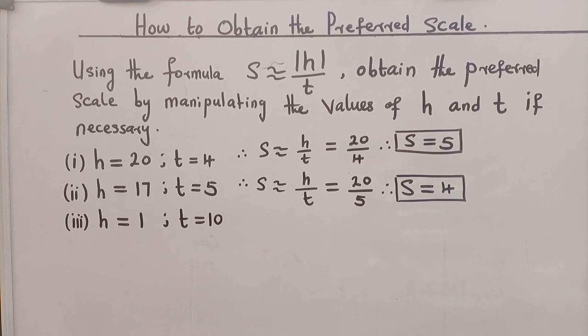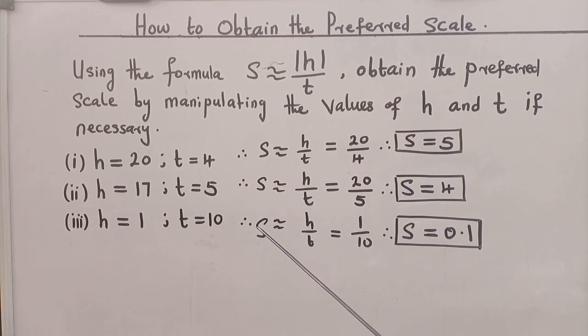At this point, you have seen that it is possible to get the preferred scale by maintaining the H and T and manipulating the answer. It is also possible to get the preferred scale by manipulating the H or T, or both of them. Let us say the last one here. The highest value is 1, and the number of intervals is 10. Let's see.